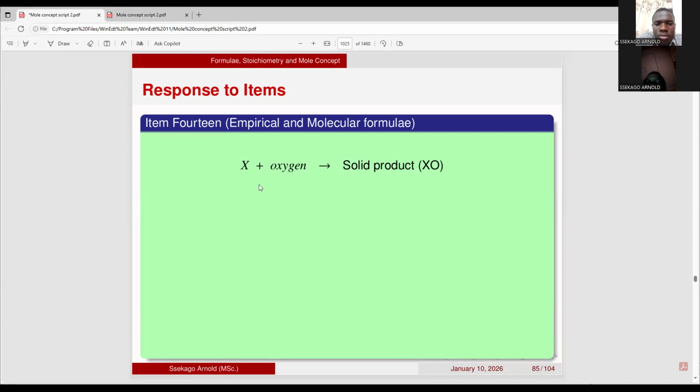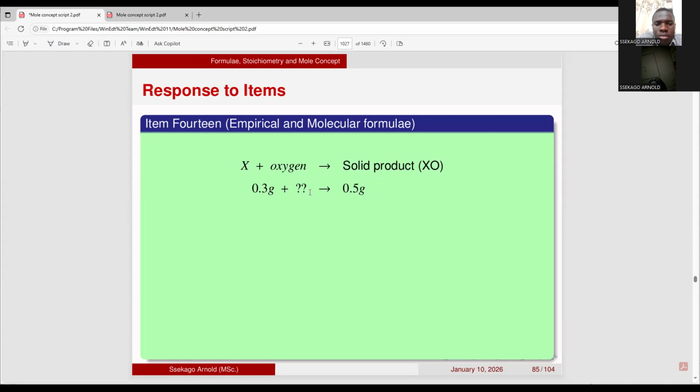Now, since you have that item, look at that item carefully. The item gave us 0.3 grams of X. So I have the mass of X, but I do not have that of oxygen. That's why I'm putting a question mark here. And I have 0.5 grams of solid product. So 0.3 grams of X plus the unknown mass of oxygen give 0.5 grams of the oxide.